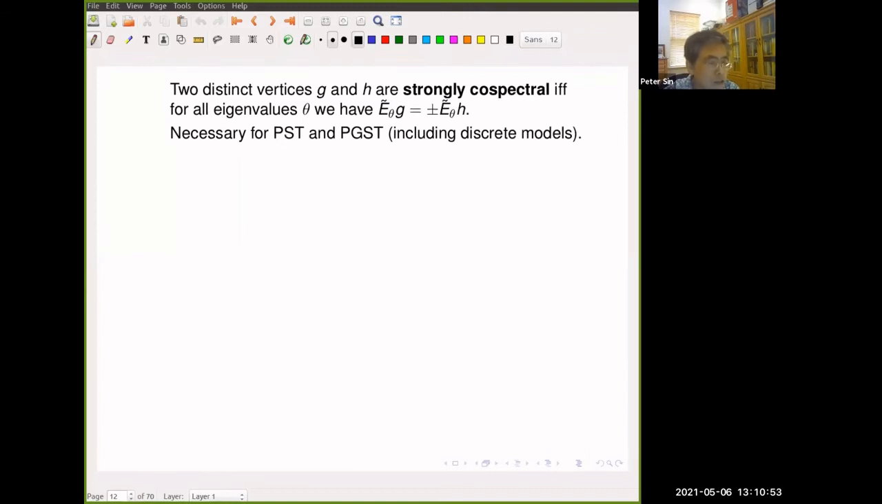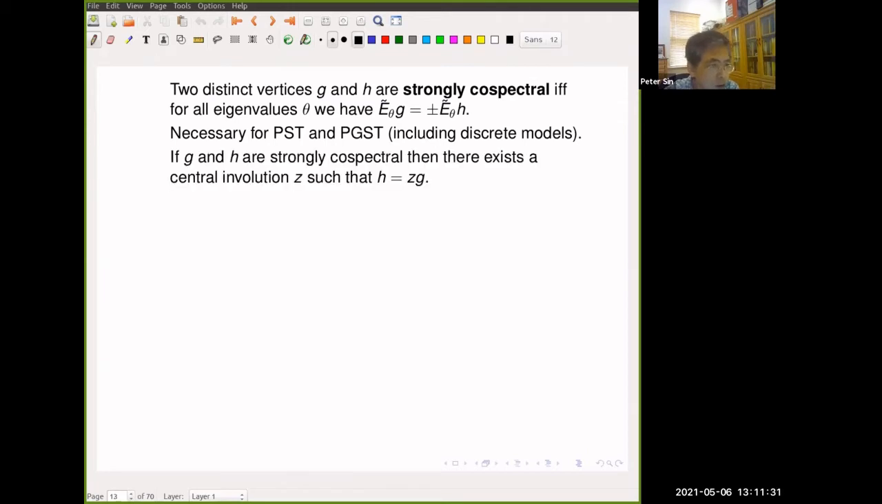This is a necessary condition for perfect state transfer, and also for a related phenomenon called pretty good state transfer, for those people who have heard of that. Also, in the continuous time model, and also in some discrete models, strong cospectrality is a necessary condition for both perfect state transfer, however that's defined, and pretty good state transfer, however that's defined in these discrete models. So I just wanted to talk about this concept for a little while.